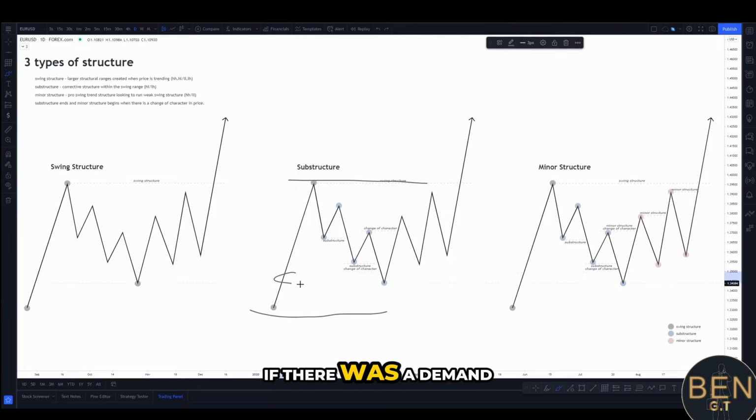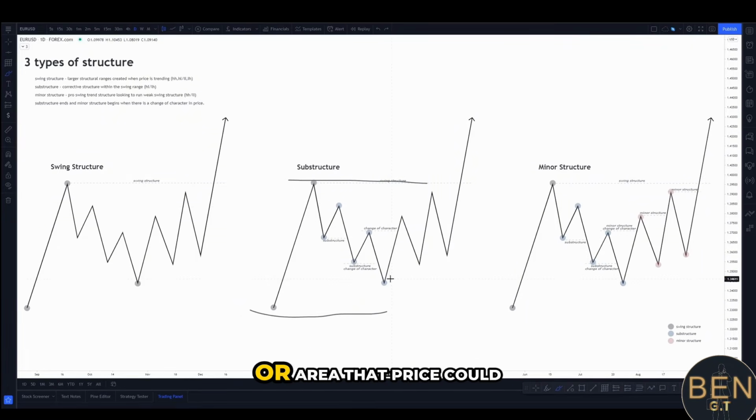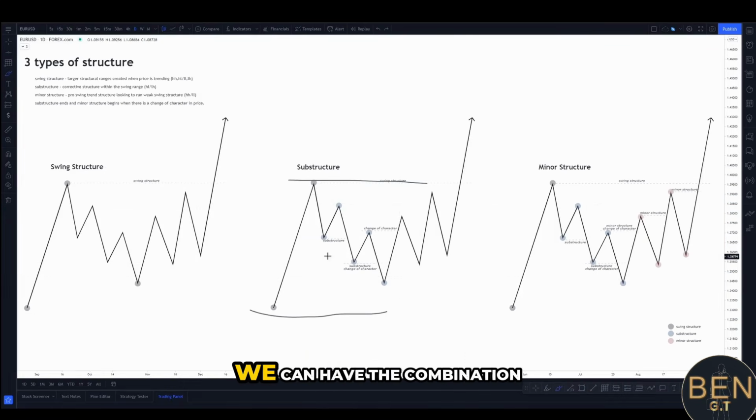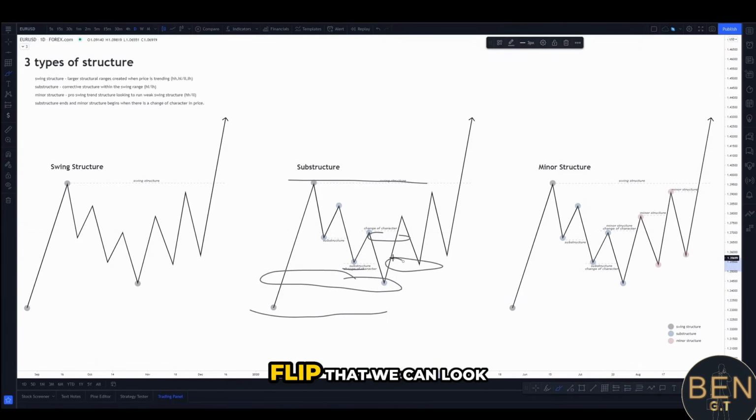So in a bull trend, if there was a demand zone within the swing structure leg that we're caught in currently, more than likely that would be a reaction point for a higher low to form. Another area where price could see a higher low form and the trend continue is if liquidity is created and then swept by a higher low, and then price continues to the upside. We can have the combination of liquidity being swept and a demand zone being tapped into to continue the trend. And we can have the combination of all that: the sweep of liquidity, the reaction of the demand zone, and then a supply and demand zone flip that we could look to enter on.